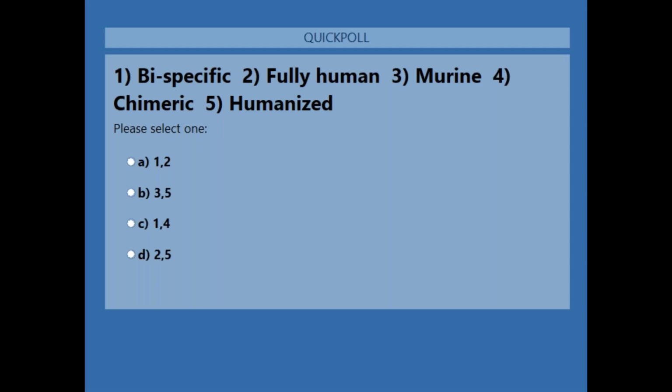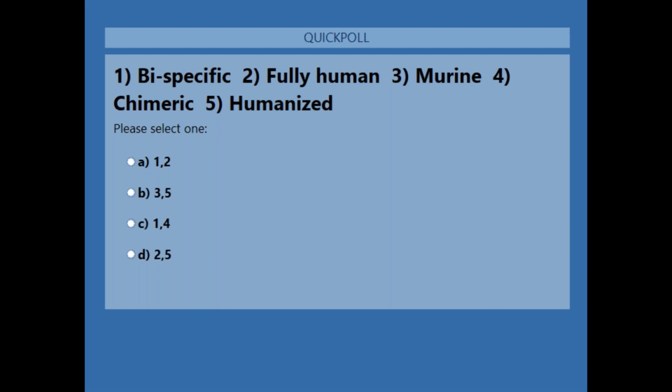What are the top 2 monoclonal antibodies making up the majority of the approved mammalian cells-based antibodies on the market? Is it 1, murine, 2, fully human, 3, chimeric, 4, bispecific, or 5, humanized? So you have the options below. Is it A, 1 and 2, B, 3 and 5, or is it C, 1 and 4, or D, 2 and 5, fully human, humanized?